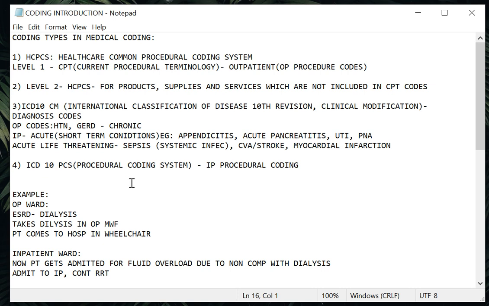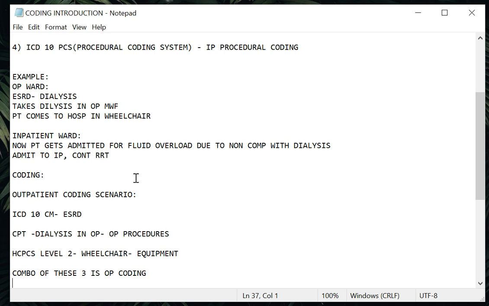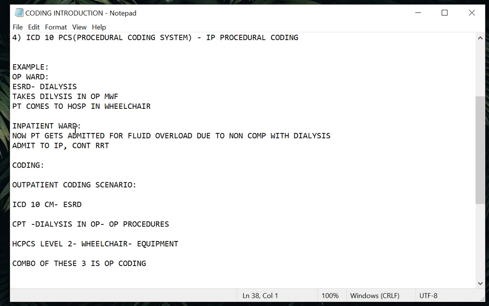Let me explain with an example so that you will be even more clear. It's a continuous example, like a story. From this, let me tell you what all the codes we need to take. Imagine in an OP ward, the patient is coming for ESRD. ESRD means end stage renal disease. For that, the patient is undergoing dialysis regularly. He comes to the OP ward every Monday, Wednesday, Friday, that is MWF. Thrice weekly he will undergo dialysis and goes home.